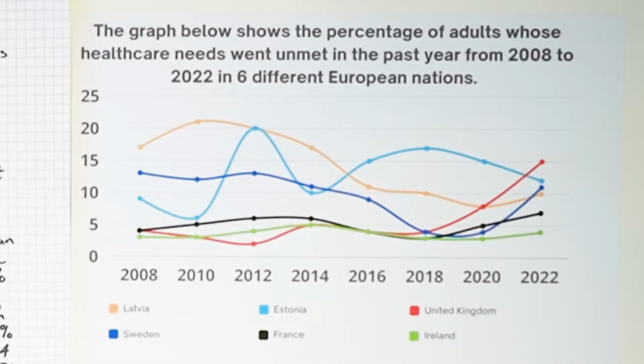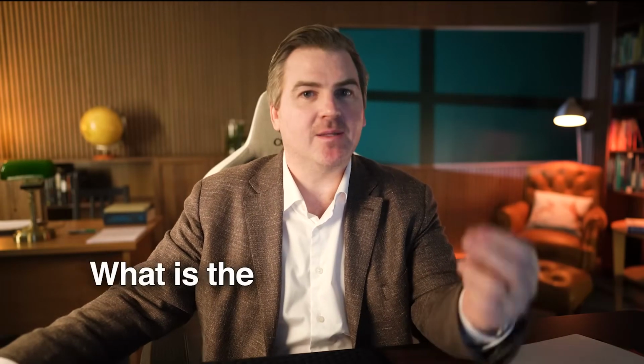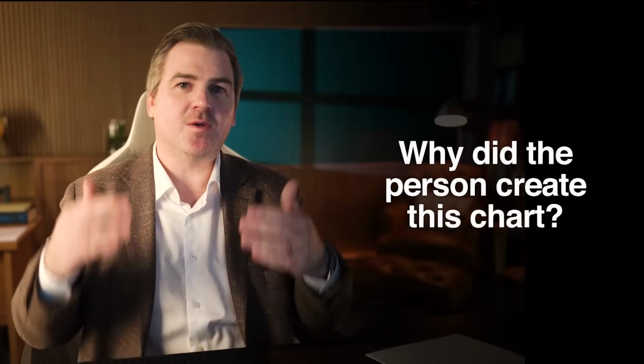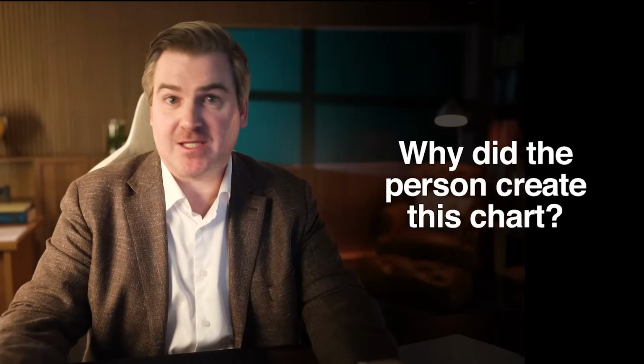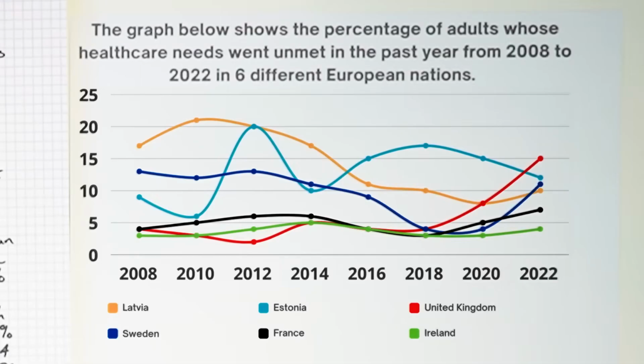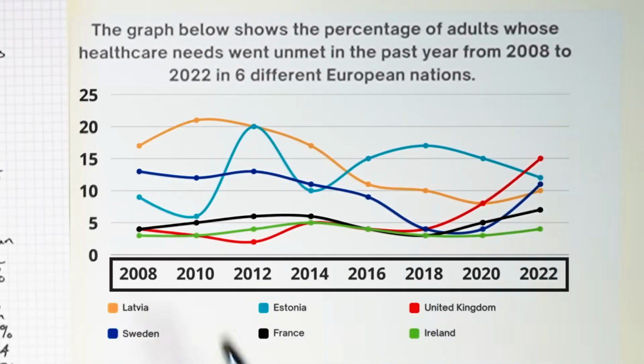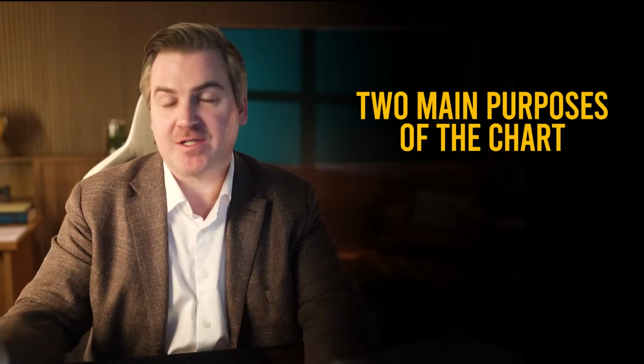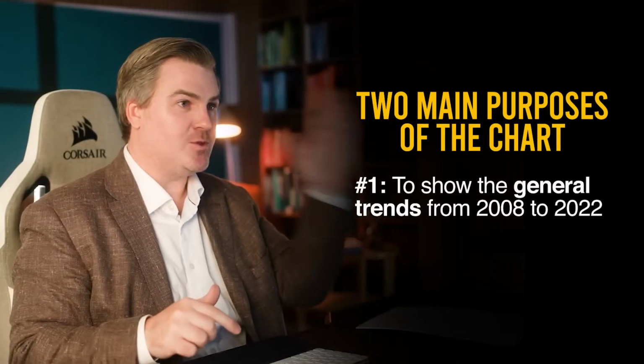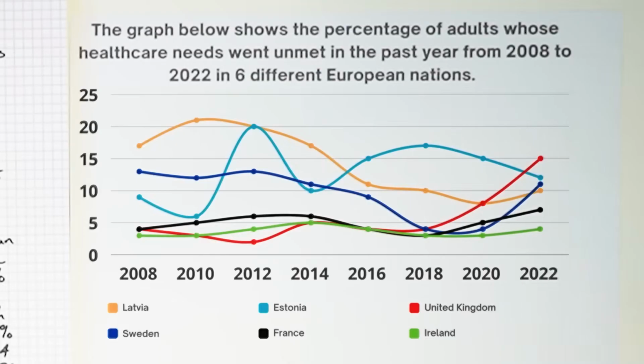When you're writing an overview, the key thing you need to be thinking is, what is the purpose of the data? In other words, why did the person create this chart? So when we look at it, we can see that it is doing two things. When we see a line graph over time, it is showing the general trends over that time frame. So we're looking at what is generally happening between 2008 and 2022. Because the key here is this is the purpose of the chart, to show the general trends from 2008 to 2022. Take a look at the chart now and think about the other key reason.